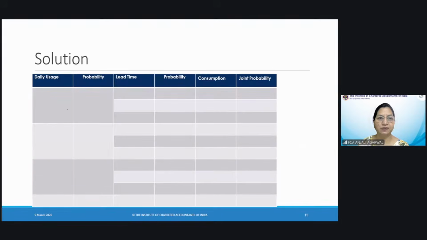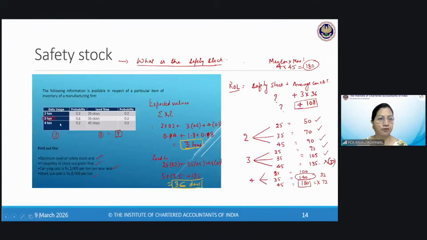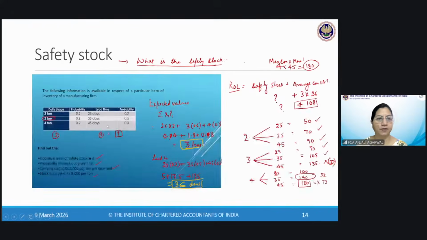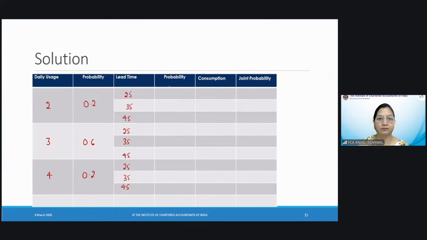So we will create these scenarios here. So the daily usage could be 2 tons, 3 tons, 4 tons with a probability of 0.2, 0.6, 0.2. And lead times were 25, 35, 45. Right? And this had a probability of 0.2, 0.5, 0.3.